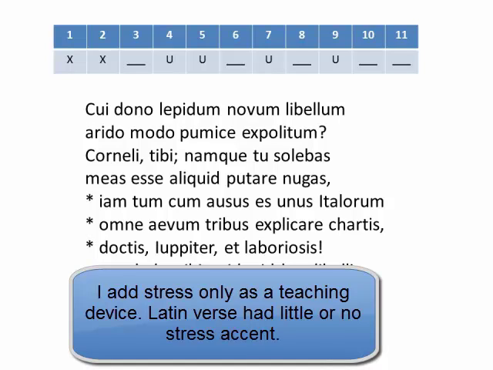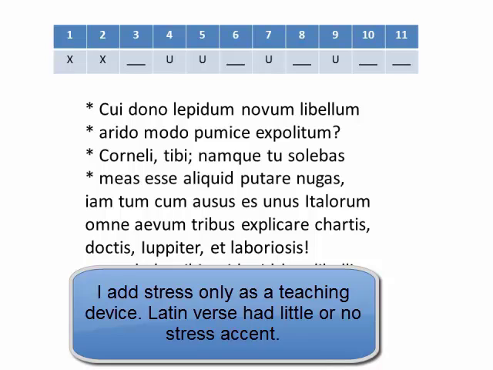They follow the same metrical pattern. 3 longs to start the line, and then you go into the da-di-da-da-da-di-da. One more time. Yam tum causus unus italorum omnium tribus explicare chartis, doctis pederet laboriosis. Something like that. All right, we'll do the others now. We got 1, 2, 3, 4, 5, 6. So maybe we'll just do the next 4, and then we'll leave the other 3 for the next lecture.